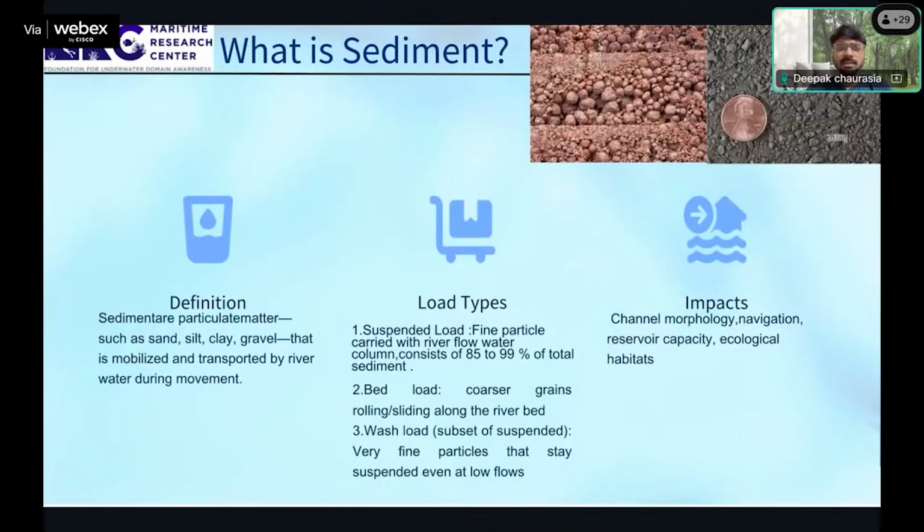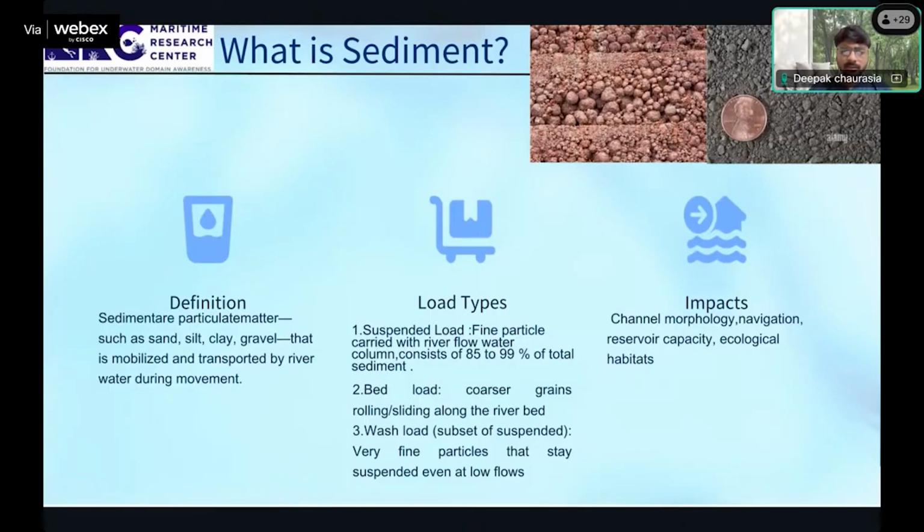First of all, starting with what is sediment. Starting with the definition, sediment is basically particulate matter, or kind of silt, clay, gravel, that mobilizes or moves with the flow of a river during their movement. Next, we will go to the types of loads that we usually see in sediments. First is suspended load. It's very fine particles that flow with the river. It consists of roughly 85 to 99% of the total sediment that we study for a river.